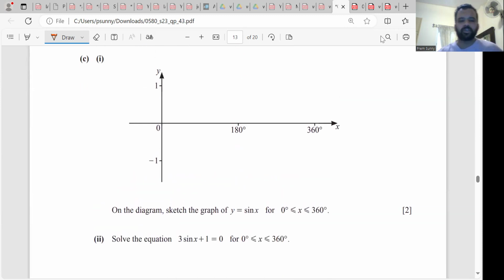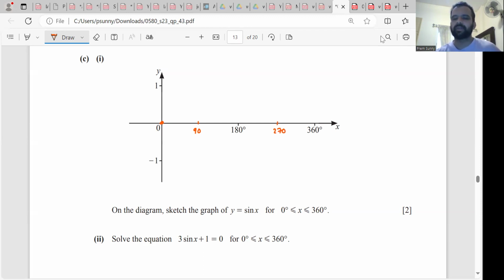On the diagram, show the sketch of y equals sine x. Interval is given 0 to 360. You can use your calculator for this purpose. Just put sine 0. Sine 0, when you put it in your calculator, you will get 0. Then I'll just put 90 here and then 270. We need the multiples of 90 on the x-axis.